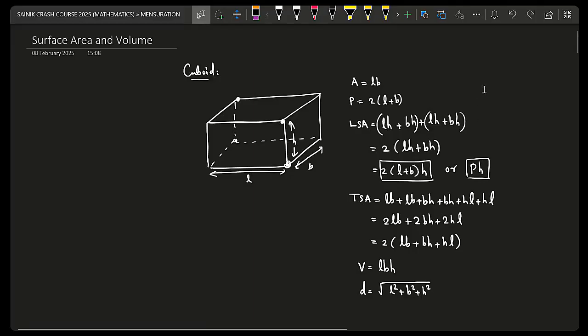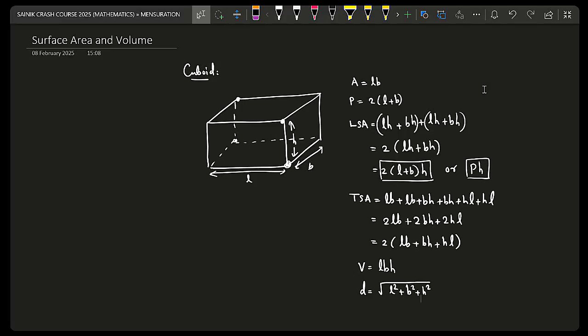Yes, Vishnu. So what is P? P means the perimeter of the base. The perimeter of the base into height. If you multiply the perimeter of the base by height, you will get the lateral surface area. Lateral surface area is nothing but the wall area, all four walls' area.